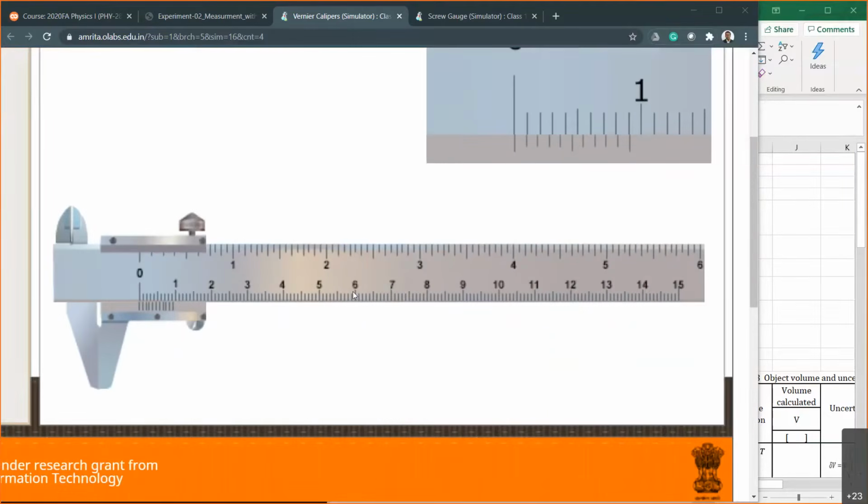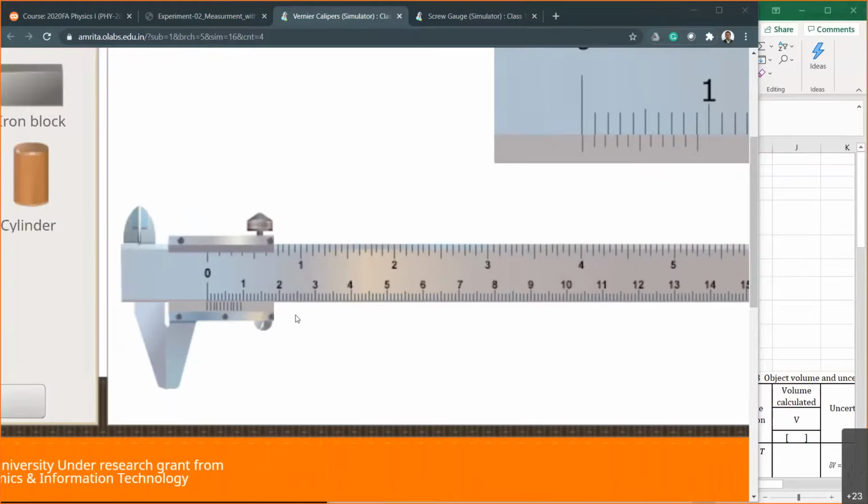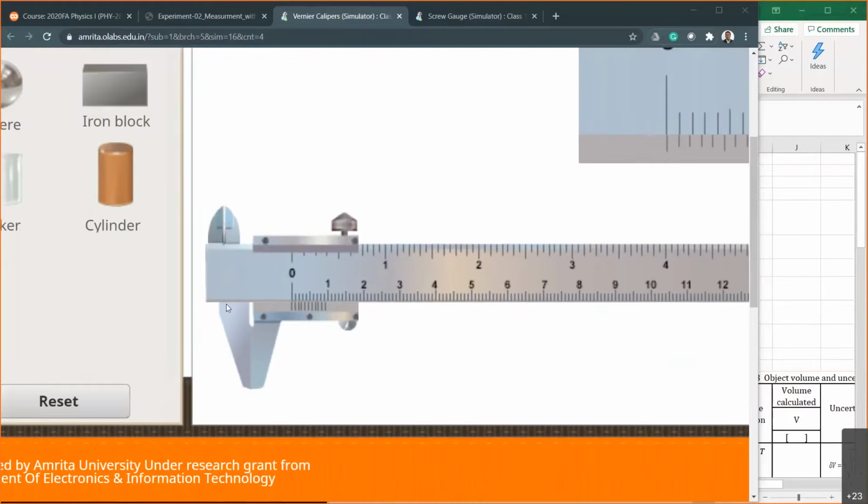This line right here is the centimeter millimeter scale. That is our main scale, similar to your meter ruler. I can go down directly to the 0.5 millimeter level by using this scale itself. Then there's a sliding scale. Now, let's look at other items too.